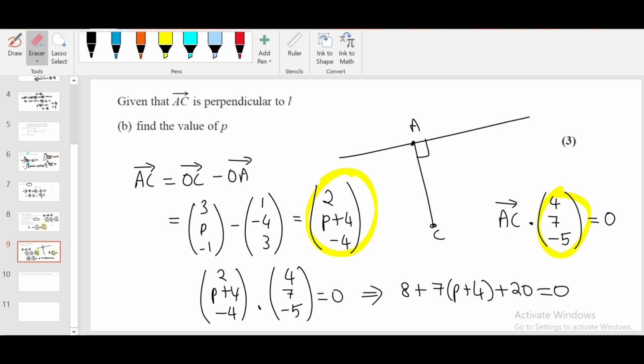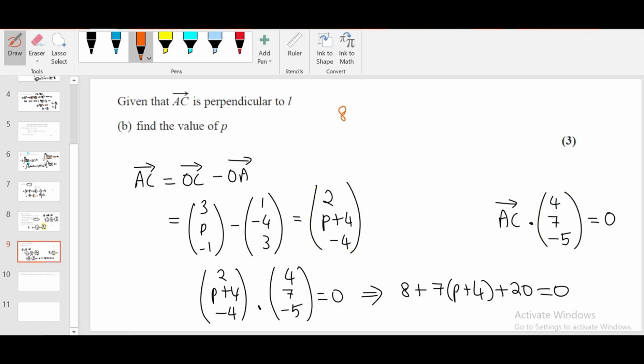Make p as the subject. So it's going to be 8 plus 7p plus 28 plus 20 is 0. So 7p will be equal to minus 56. So p is minus 8. That's all. That's how we find the value of p. Let's move on to the next part, part C.